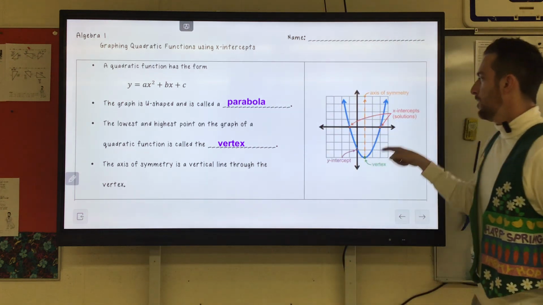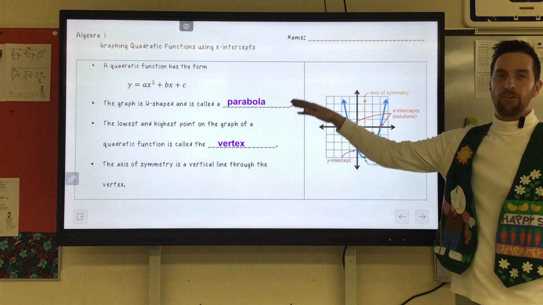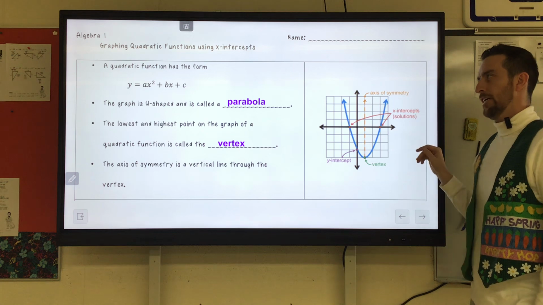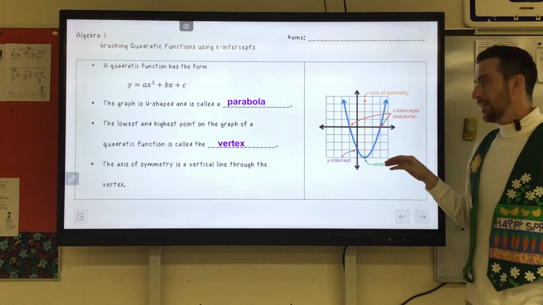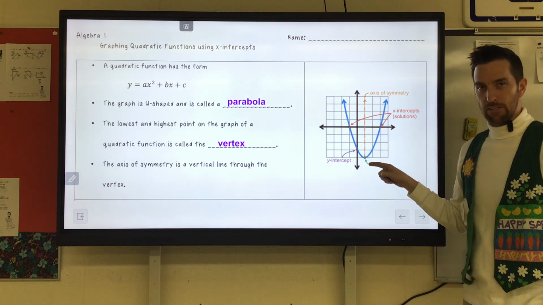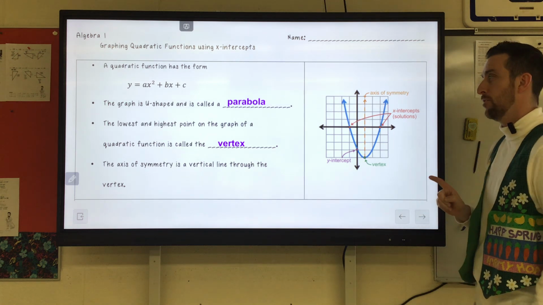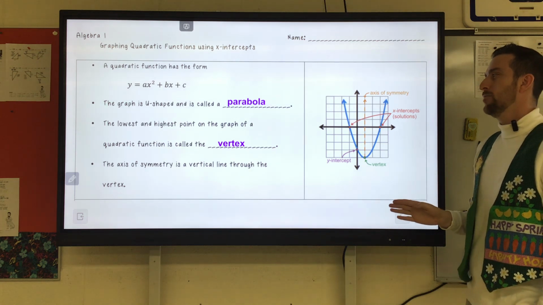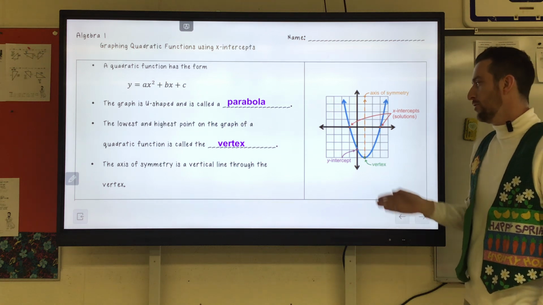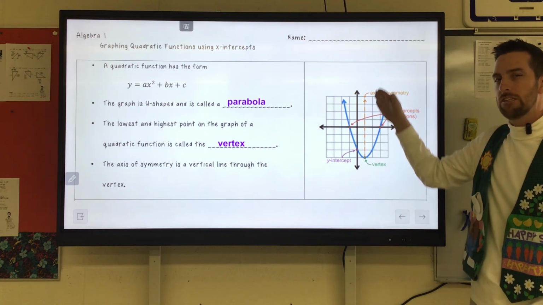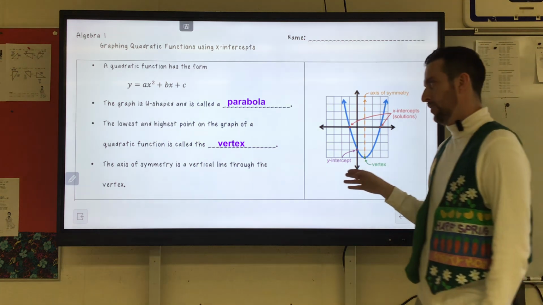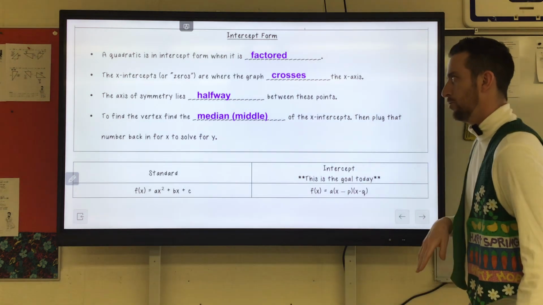But this U-shaped graph is called a parabola, that U-shaped curved line. The lowest or highest point is called the vertex. So that's going to be one of the first points we find. It's a very important point. And the axis of symmetry is a vertical line through the vertex. It perfectly splits the graph right down the middle when you are finding that axis of symmetry.